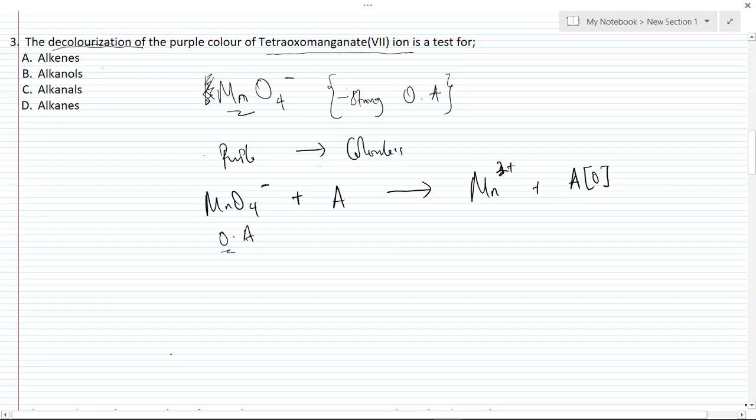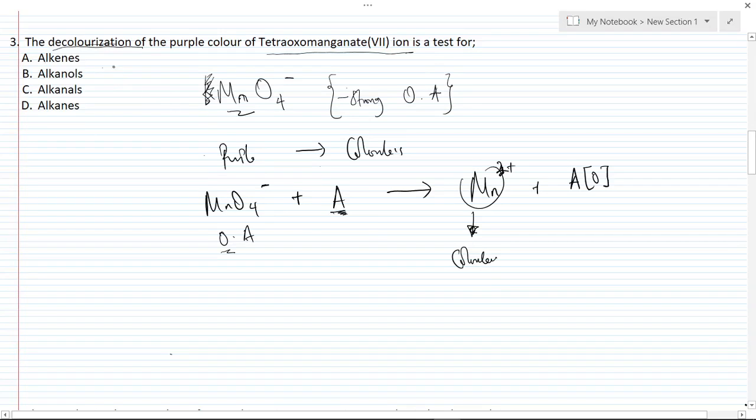So whenever MnO4 minus as an oxidizing agent oxidizes a compound, it is what? Reduced. And the color in its reduced state is what? Colorless. So what they meant by the decolorization of the purple color is that whenever MnO4 minus oxidizes a compound, it goes to colorless. So what is it a test for?